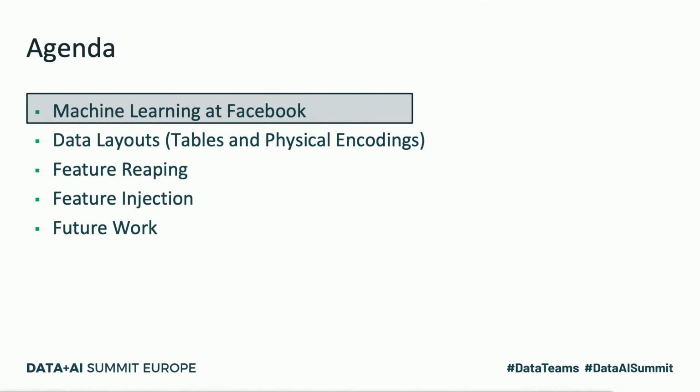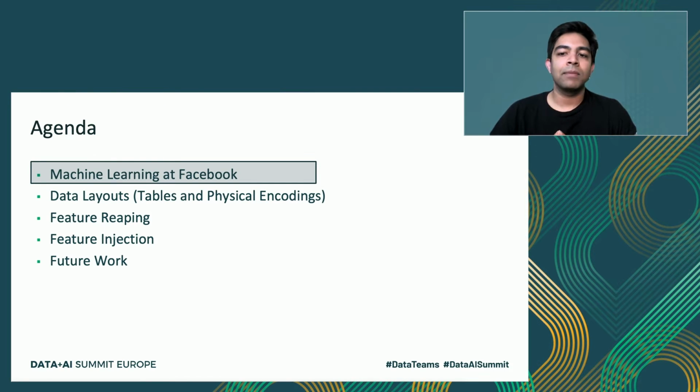So here is the agenda for this talk. We'll first start off with a brief overview of a typical end-to-end machine learning workflow at Facebook. Then we are going to talk about our logical and physical data layouts that help influence many of our architectural design decisions. After that, we are going to take a deep dive into two important aspects of feature engineering, namely feature reaping and feature injection. And finally, we are going to conclude by sharing some of the problems that we are working on in this space.